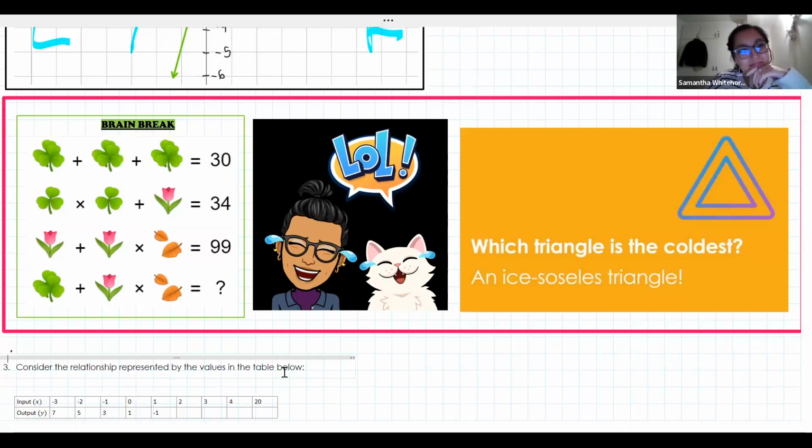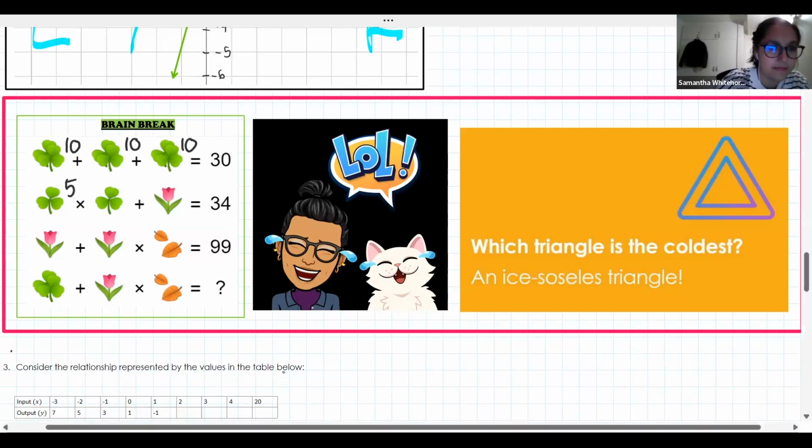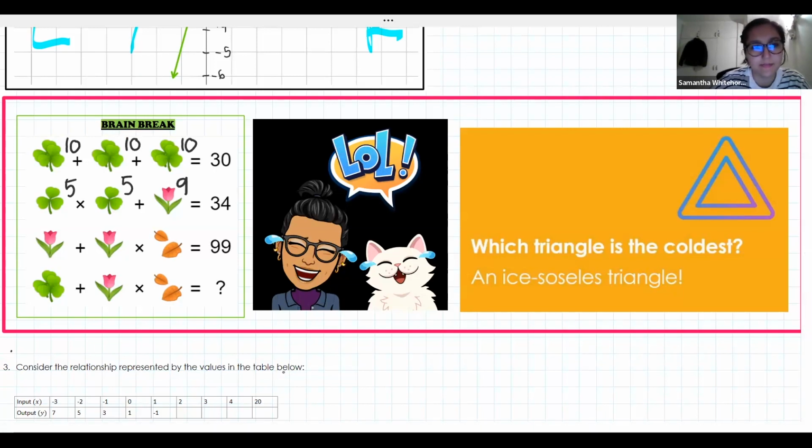Ma'am, for the flowers on top it is 10 plus 10 plus 10. Good. And then down it's 5 times 5 plus 9. Good. And so it equals 9 plus 9 times 10. Yep, good. There we go. And down it is 10 plus 9 times 10.